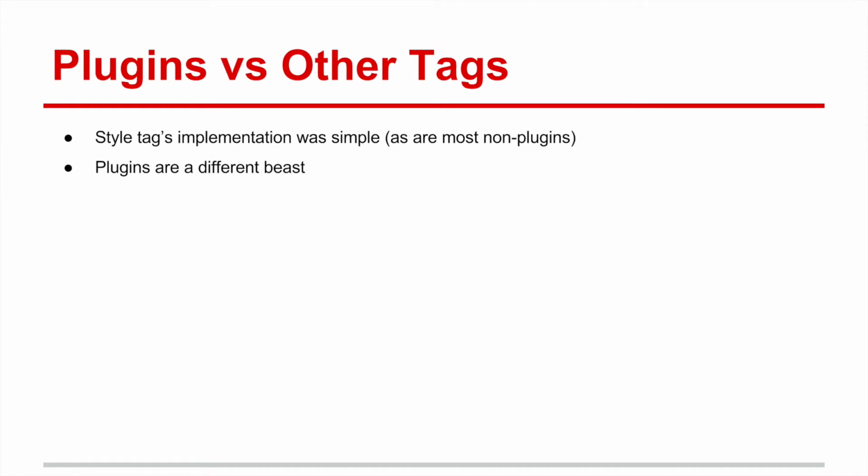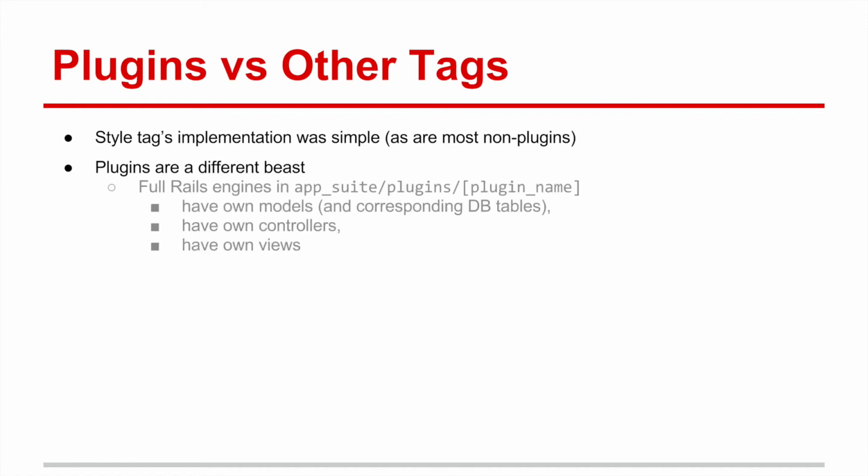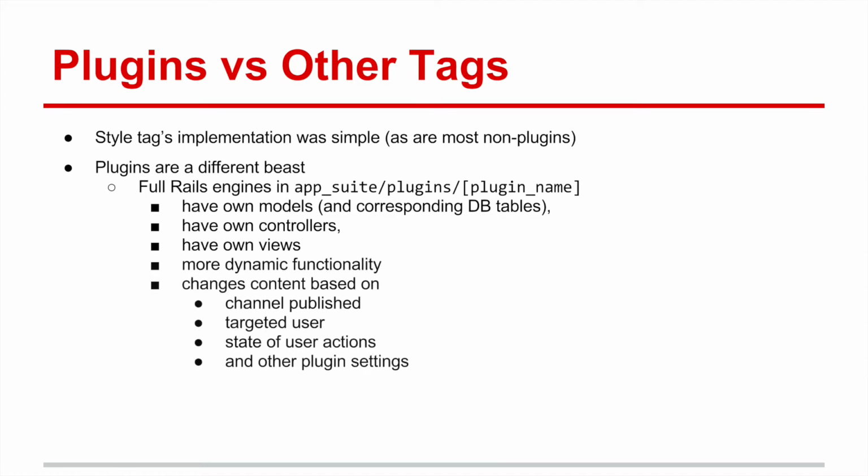Okay, the style tag implementation was really simple. Plugins, though, are a completely different beast. For starters, they're complete Rails engines. That means that they have their own models and corresponding database tables. They have their own controllers and their own views. All this means that they have a lot more dynamic content. Sometimes the dynamic content gets displayed for all the users, and sometimes the content gets displayed differently based on which channel the plugin gets rendered to.